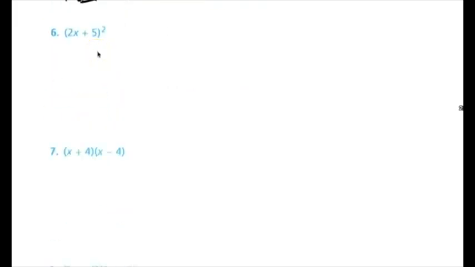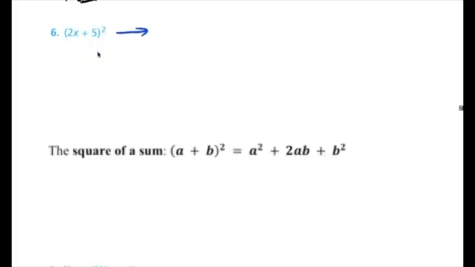Same thing here. If you remember the shortcut, it's the first one squared, 4x squared, you have to square both of them, the 2 and the x. And then you multiply them. 2x times 5 is 10x times 2 is 20x. And then the last one squared, plus 25. That's the shortcut method. You can also just rewrite it, and then you do the area model or distribute.